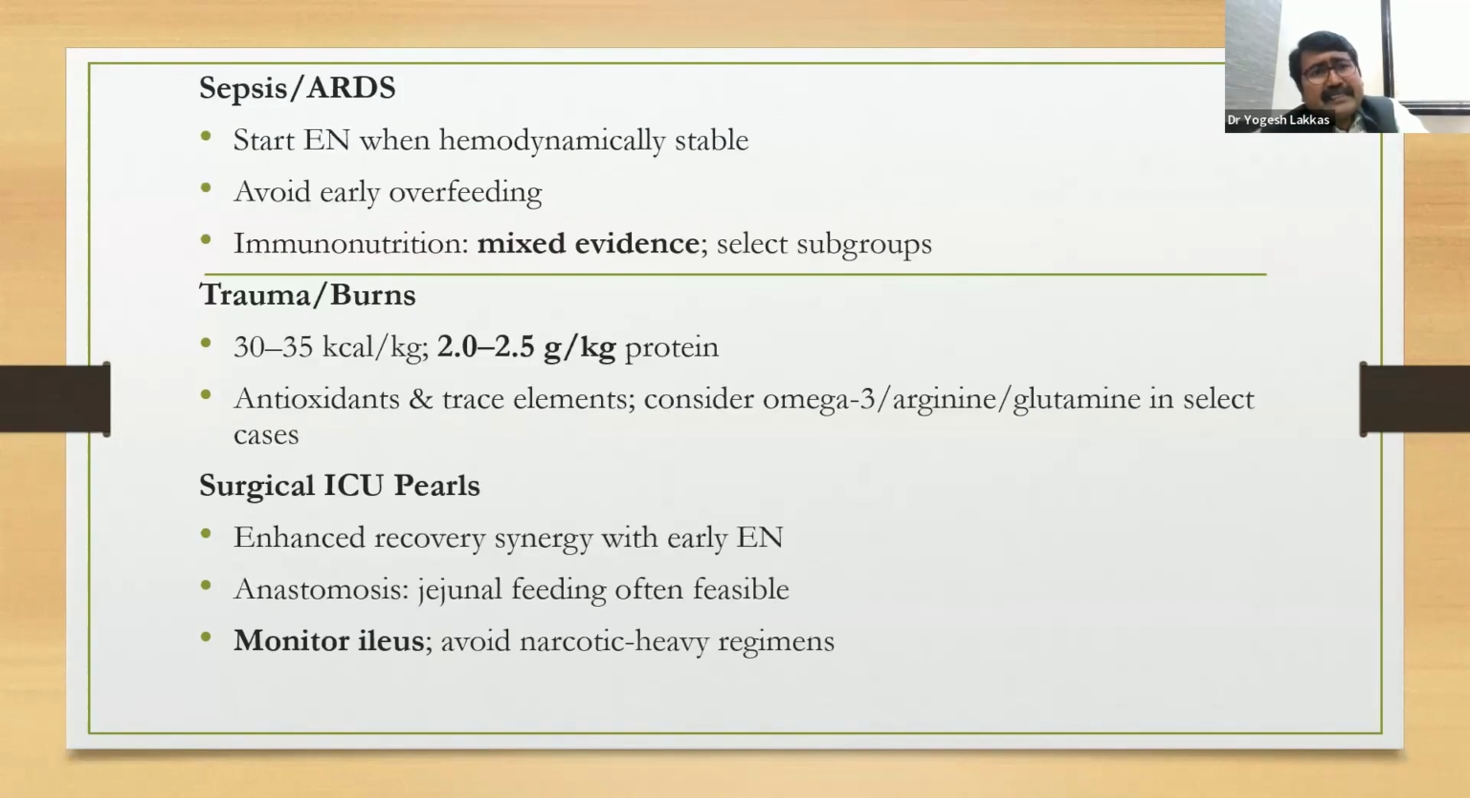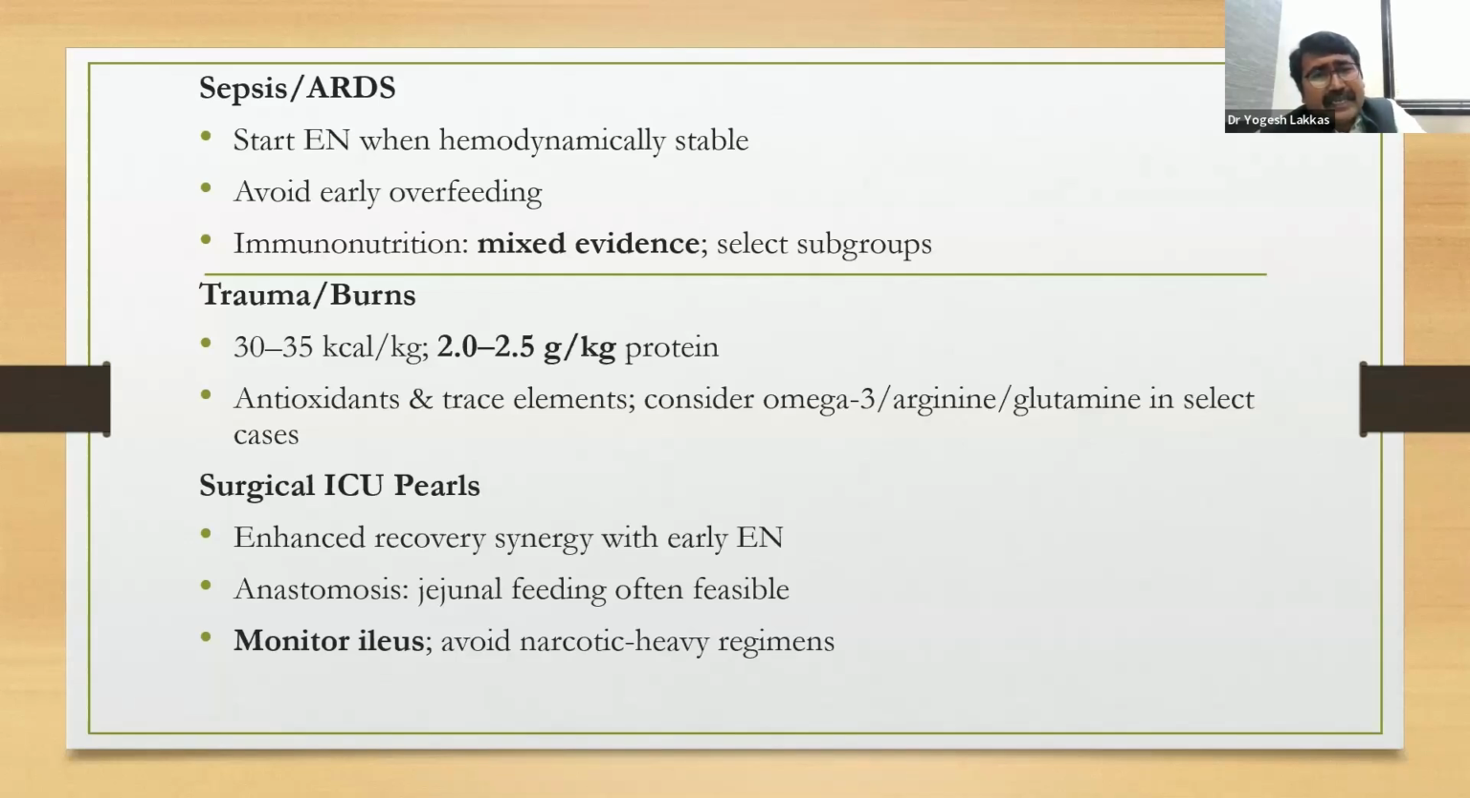Then sepsis and ARDS: start enteral nutrition when hemodynamically stable. Avoid early overfeeding. Mixed evidence is there with the immunonutrition, like glutamine and others. Trauma and burns, the protein requirement will be specifically higher, so we'll have to escalate that requirement. Antioxidants, trace elements, consider omega 3 fatty acid, arginine, glutamine in select cases.